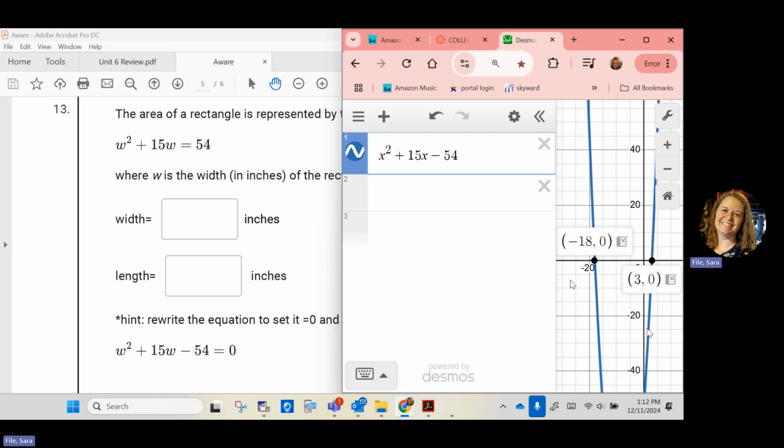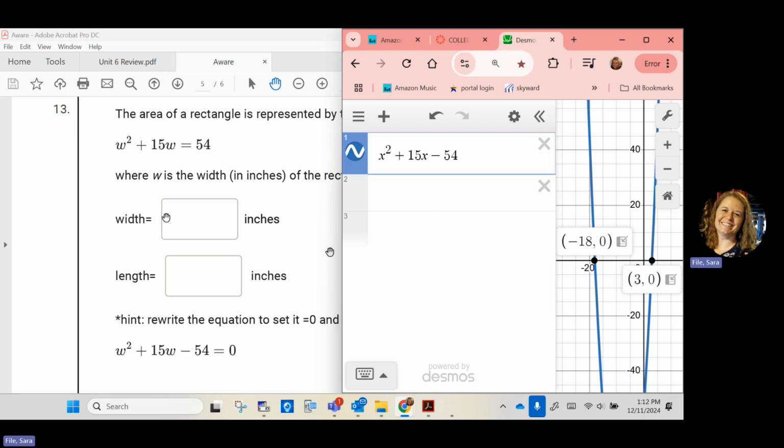Does it make sense in the context of the question? They're talking about the dimensions of a rectangle where W is the width. Does it make sense to have a negative answer? Can your rectangle be negative 18 inches wide? No, the negative does not make sense. What makes sense is the 3. So the rectangle can be 3 inches wide.